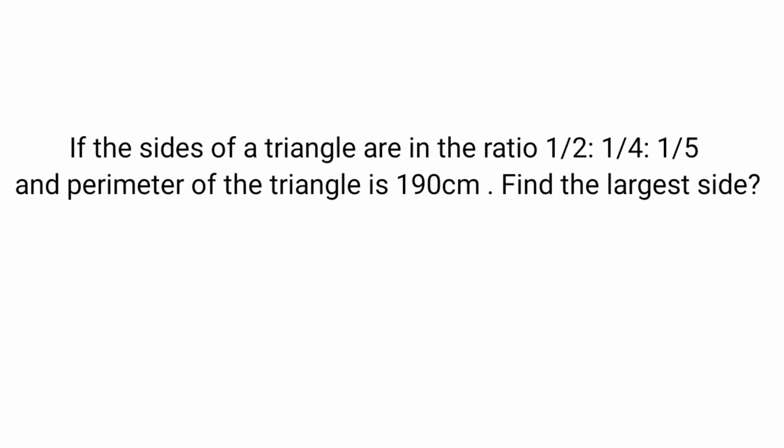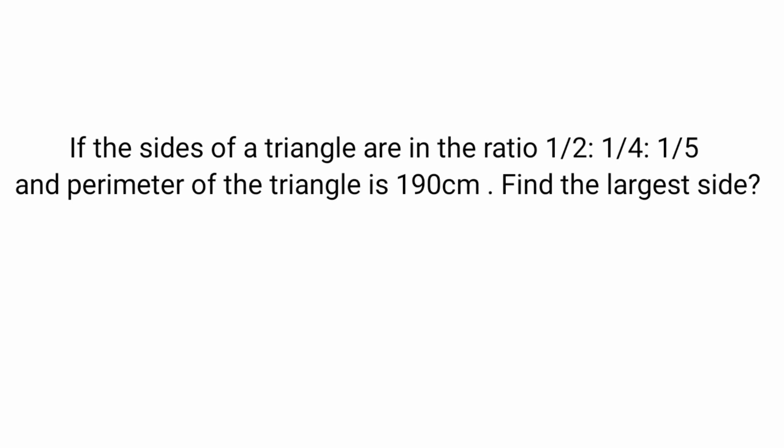Moving on to the next question. If the sides of a triangle are in the ratio 1 by 2 is to 1 by 4 is to 1 by 5 and the perimeter of the triangle is 190, find the largest side. Here first we have to convert the ratio of fractions to ratio of whole numbers. So for that there is a shortcut.